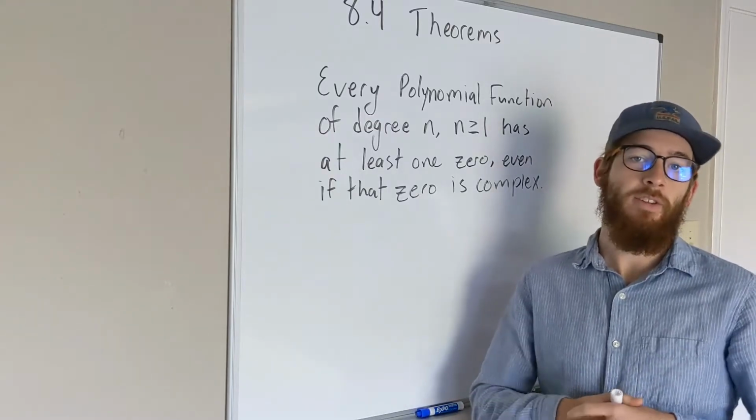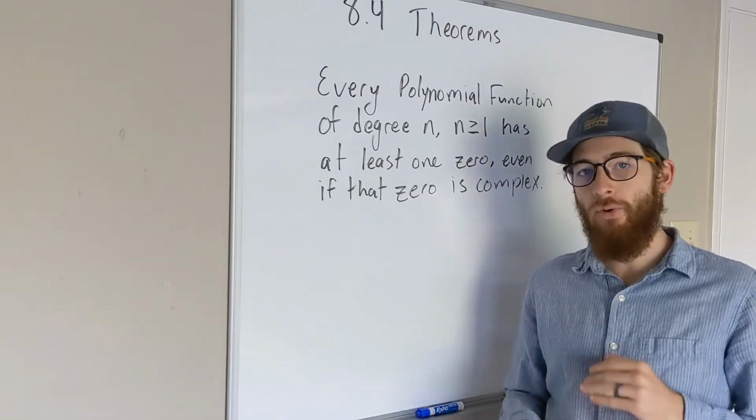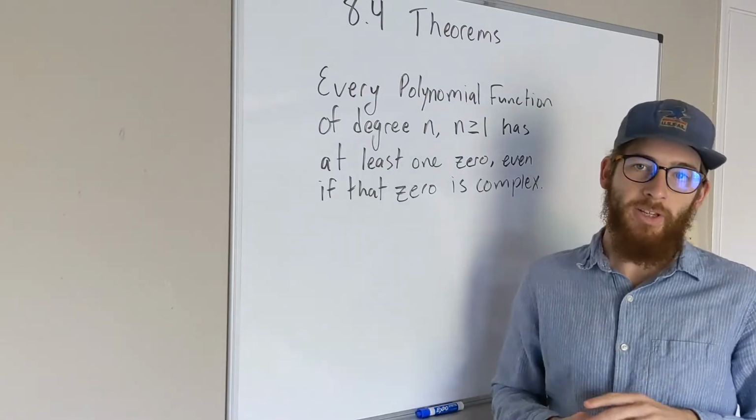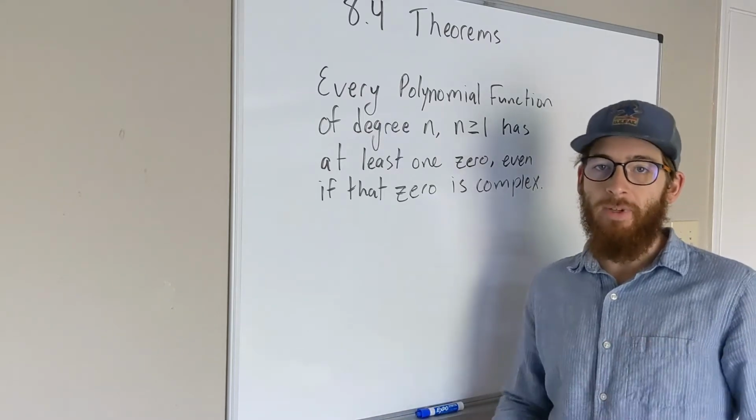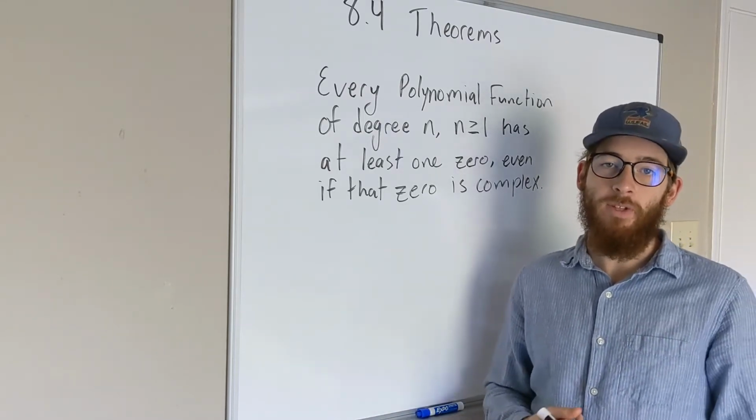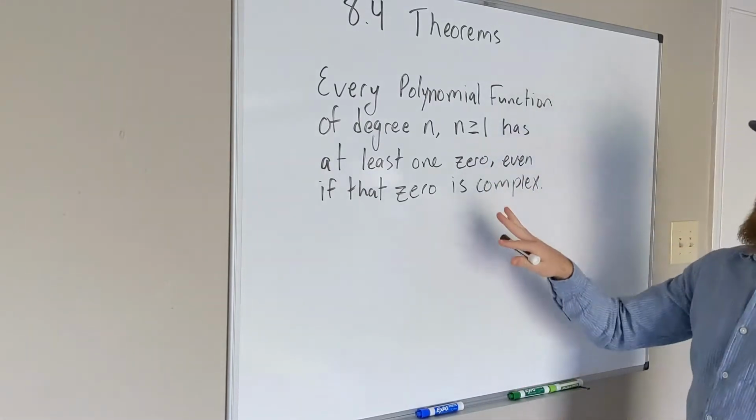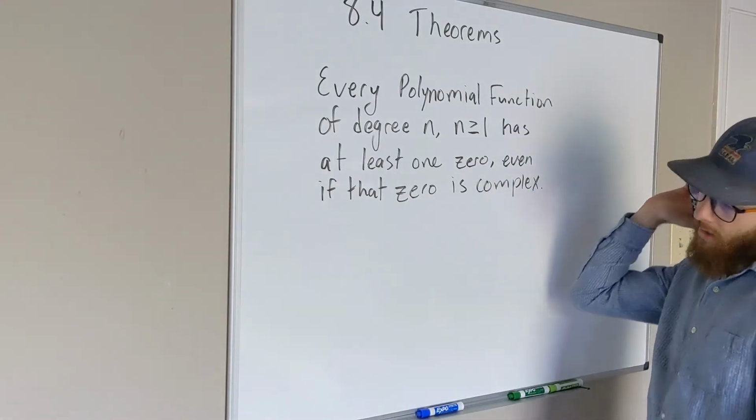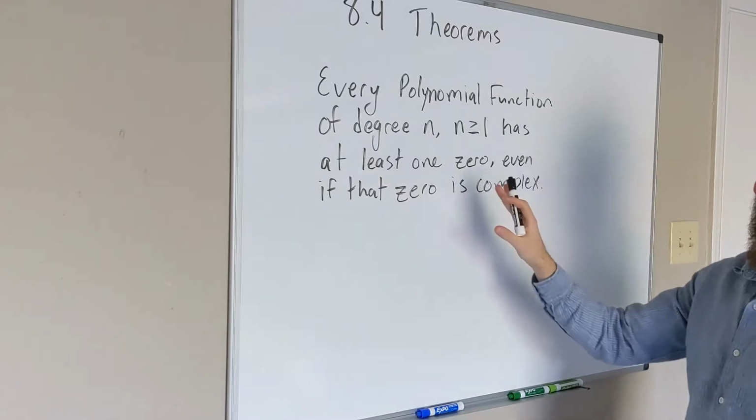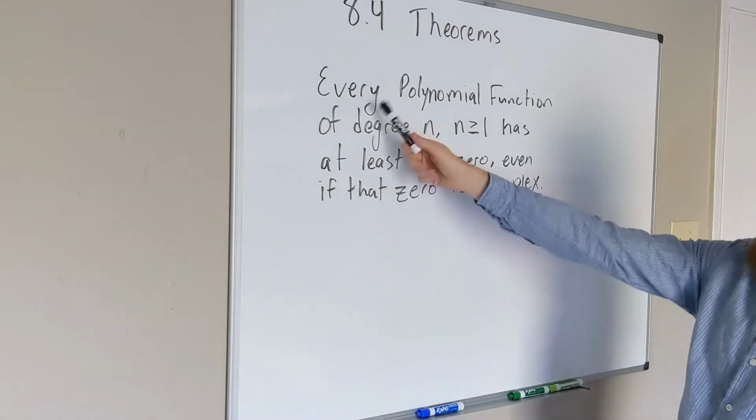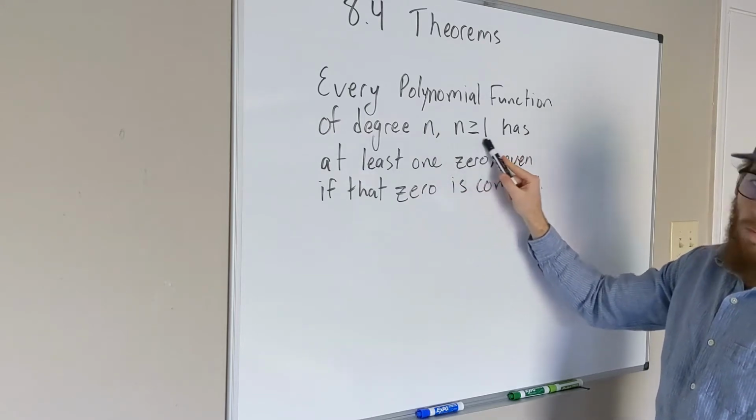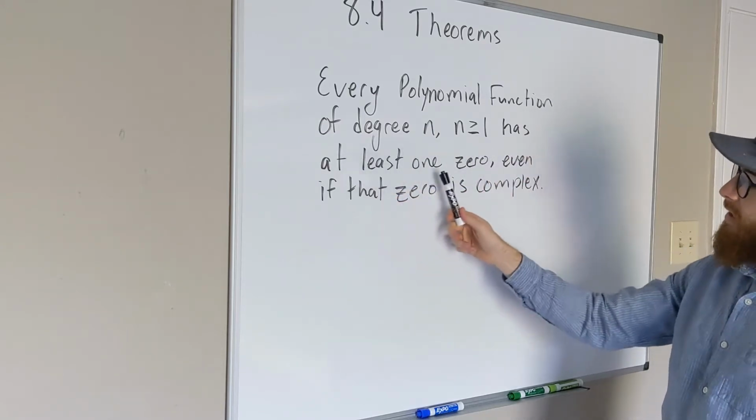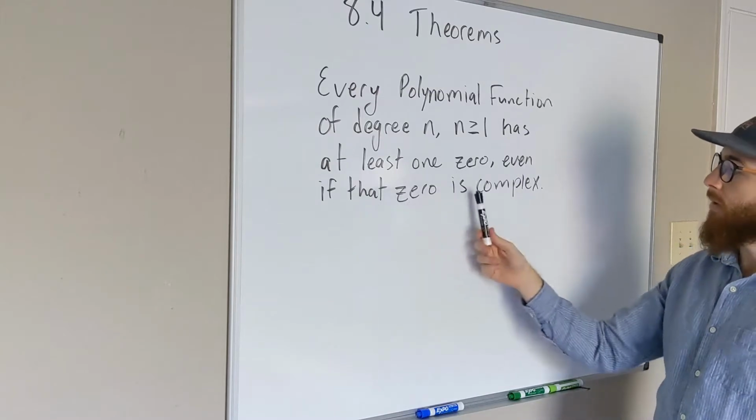8.4 is all about different theorems. So we're going to go through each one individually, discuss a little bit about what it means, and then maybe show some examples of those things. So the first theorem, the fundamental theorem of algebra, says that every polynomial function of degree n, with n being 1 or more, has at least one zero, even if that zero is complex.